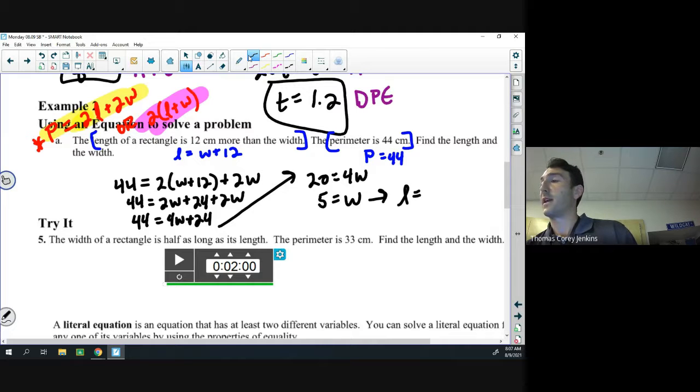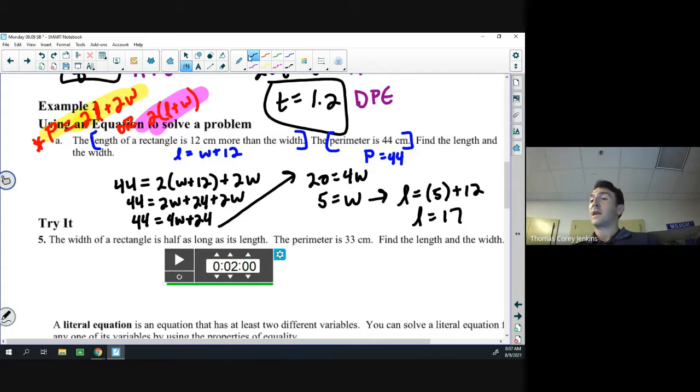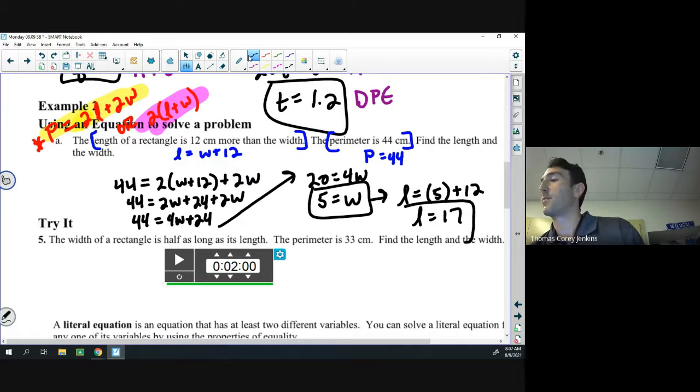So that would just be 5 plus 12, or 17. Okay, so in other words, that is a 17 centimeter by 5 centimeter rectangle. That's what we just figured out. We probably really should put a label on that, but I'm just going to take a shortcut. Box those in.